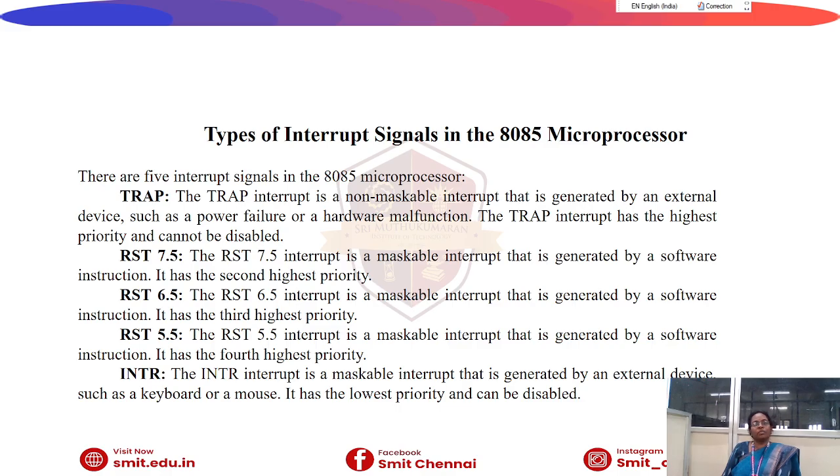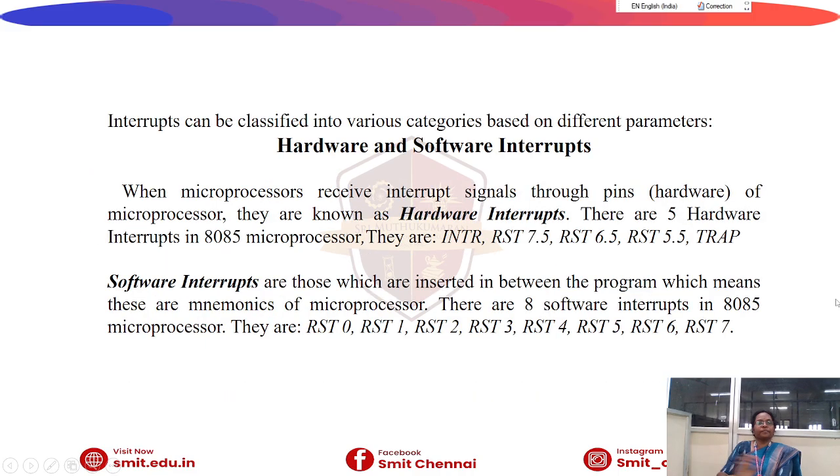TRAP is a non-maskable interrupt which has the highest priority and cannot be disabled. RST 7.5 is a maskable interrupt. It has the second highest priority, and RST 6.5 is a maskable interrupt. It has the third highest priority, and RST 5.5 is a maskable interrupt that has the fourth highest priority. And INTR is a maskable interrupt. It has the lowest priority and can be disabled.